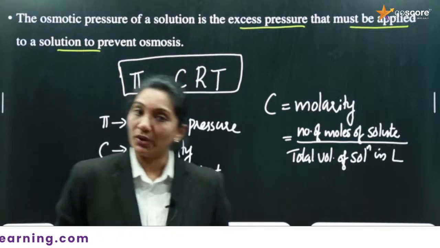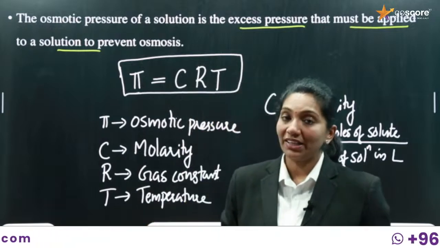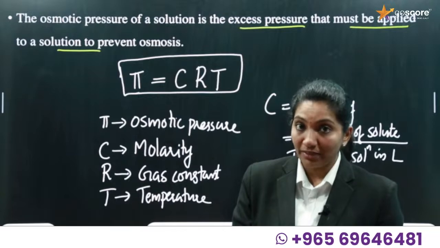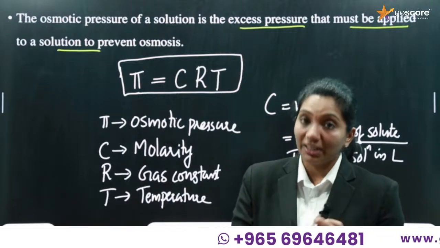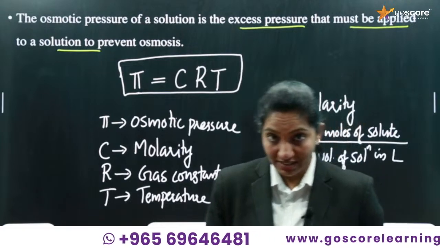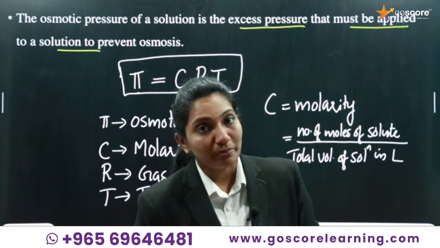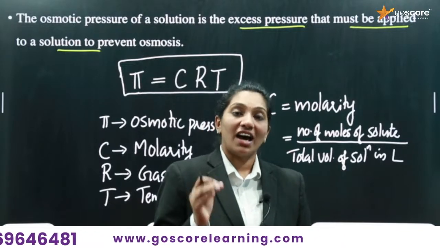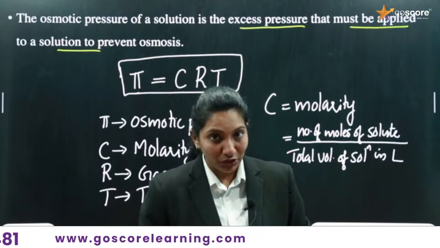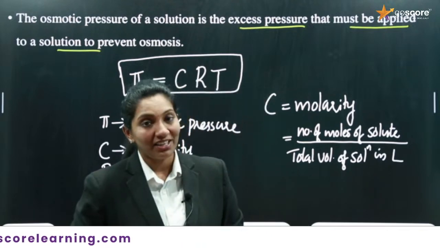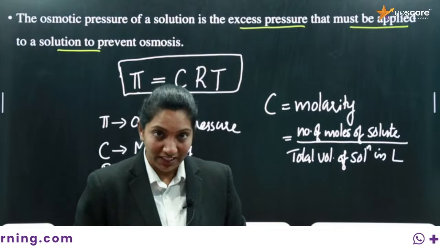osmotic pressure. So I think the colligative properties, relative lowering of vapor pressure, elevation in boiling point, depression in freezing point, as well as osmotic pressure are clear for you. We will be discussing the reverse osmosis as well as the isotonic, hypertonic and hypotonic solution, and abnormal mass and Van't Hoff factor in the next part of the live session.